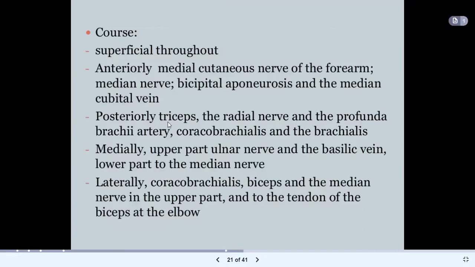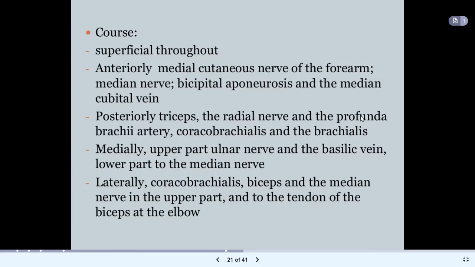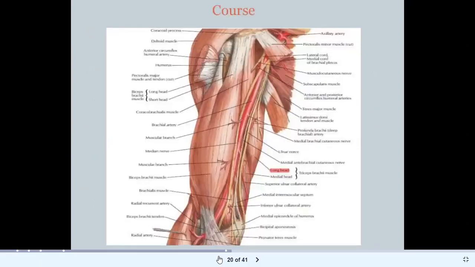Then posteriorly, we'll have the triceps. So just posterior to the brachial artery, you have your triceps muscles, you have the radial nerve and the profunda brachii artery, and then the coracobrachialis muscle and the brachialis. So these muscles, brachialis, coracobrachialis, triceps are all posterior muscles. So the brachial artery is anterior to them, or they are posterior to the artery, also with the radial nerve. So you will not be able to see them here because they are under this vessel.